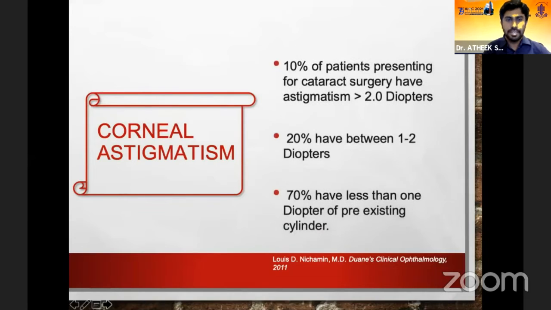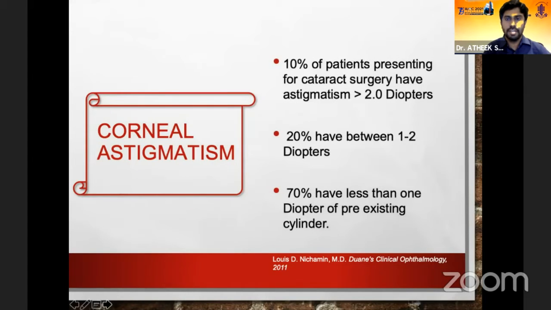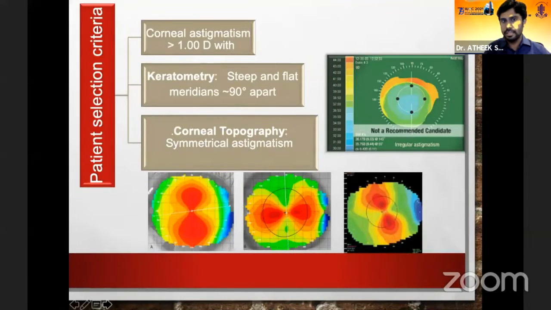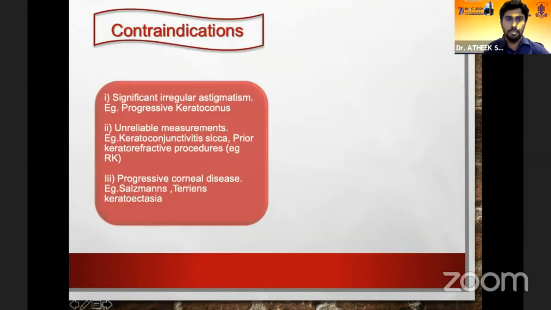About 30% of our patients presenting for cataract surgery have astigmatism that could be corrected by way of astigmatism correcting lenses. With regards to patient selection criteria, any patient with astigmatism of more than 1 diopter with symmetrical astigmatism and axis 90 degrees apart can be taken up for considering a toric implant.